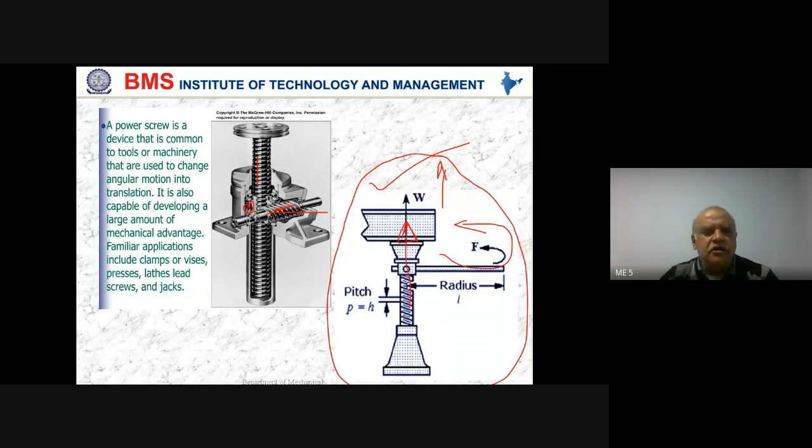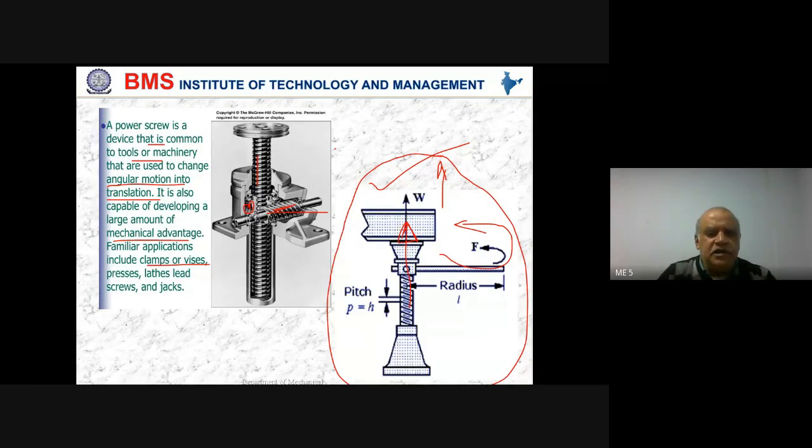There is a thread. A power screw is a device common to tools and machinery, used to change angular motion into translation or linear motion. It is also capable of developing a large amount of mechanical advantage. Examples include clamps and vices, like the bench vise you have seen, where you give rotation to the lever and the jaws move in a linear direction.